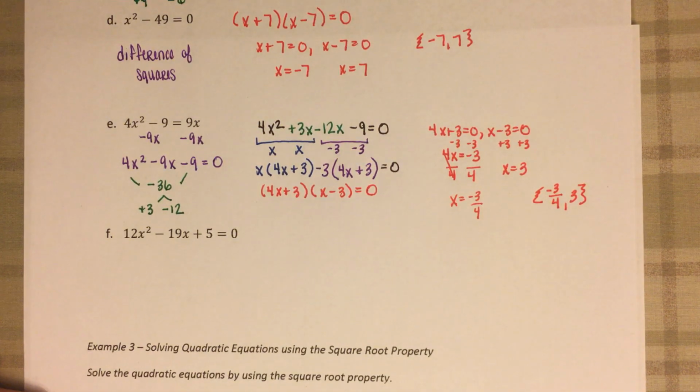So again, if your coefficient of x squared is not just a plain 1, you can choose to do the trial and error method. I chose to work through it using the grouping method, but then we work through and we still get 2 solutions in the end.